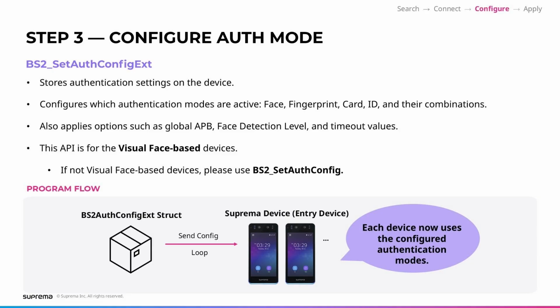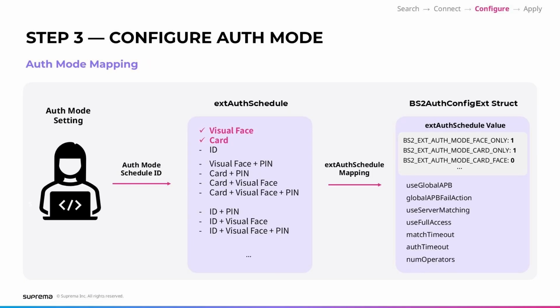One important note: BS2 Set Auth Config EXT is intended for visual face-based devices such as BioStation 3, FaceStation F2, and BioEntry W3. For devices that do not support visual face authentication, you should use the standard BS2 Set Auth Config API instead. Finally, since we are building a batch configuration program, we repeat this process for each connected device. Let us look at how auth mode settings are mapped in the BioStar Device SDK.